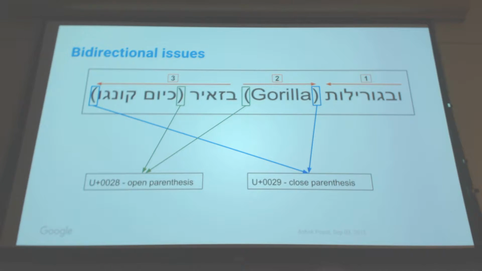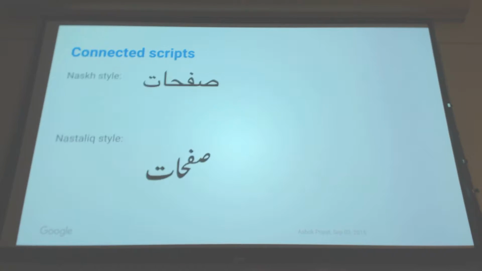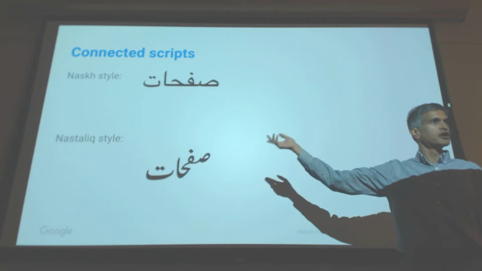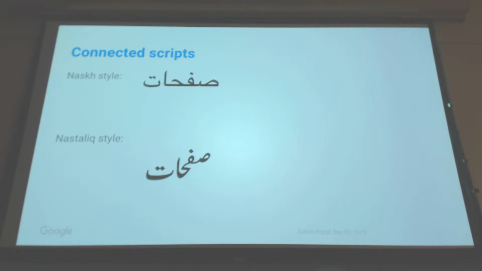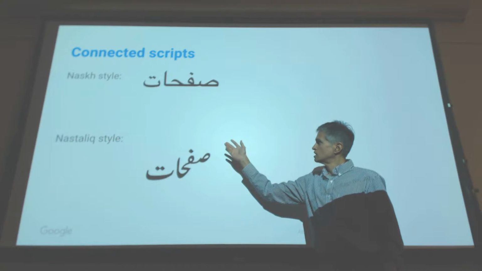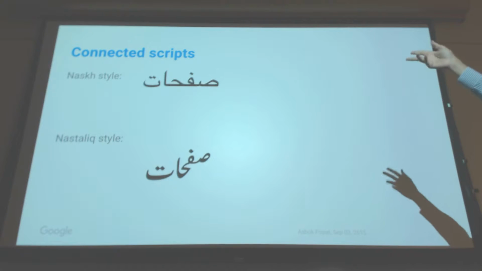And I mentioned there's bidirectional issues. I won't say more about this, but you start with the Hebrew and then you get some English and then go back to the Hebrew. I think we've been over that. And then connected scripts, and not only connected scripts, but you have different styles. So in some languages that are written with Arabic script but are not Arabic, so for example, Urdu, Persian, Farsi, Pashto, they're written with Arabic. They tend to have this Nastaliq style, and the Naskh style is more common in actual Arabic.